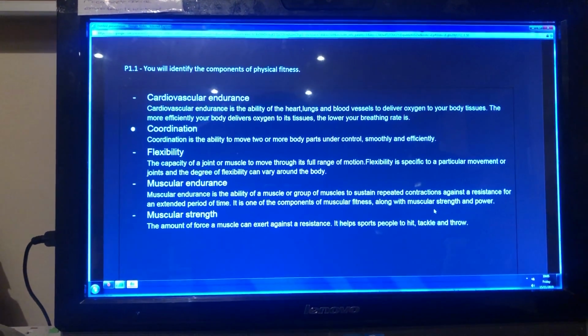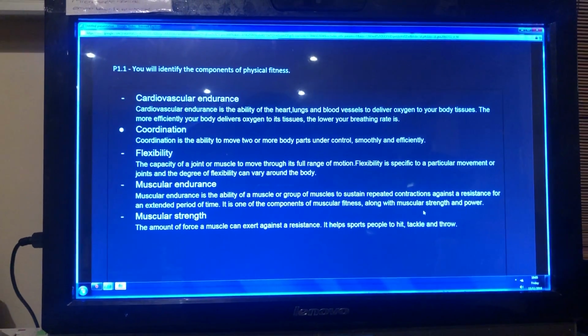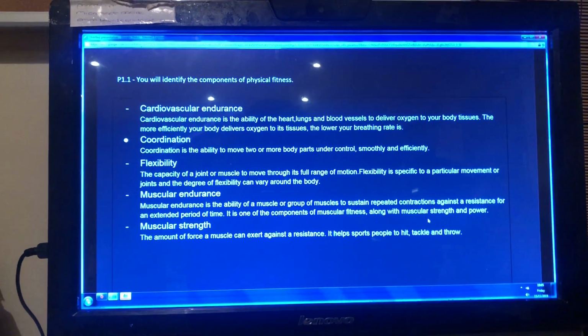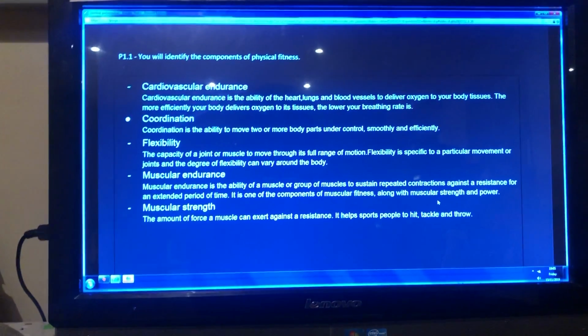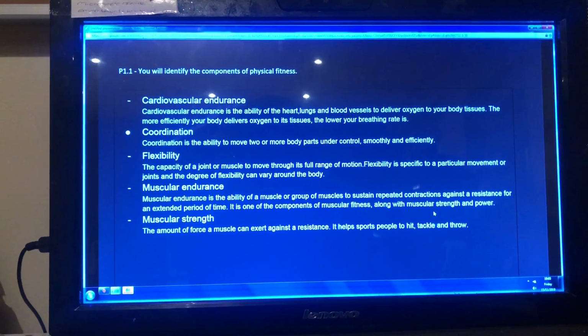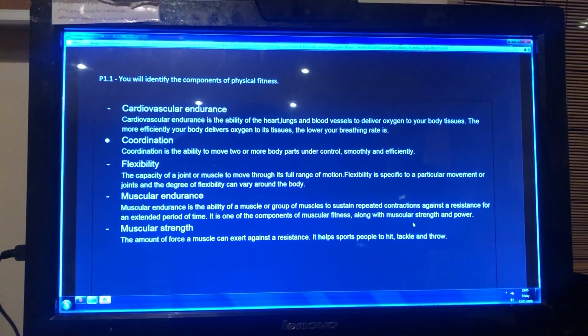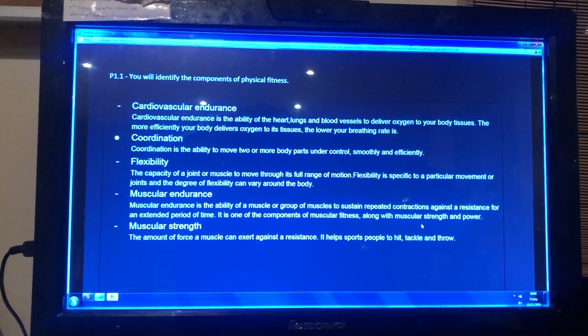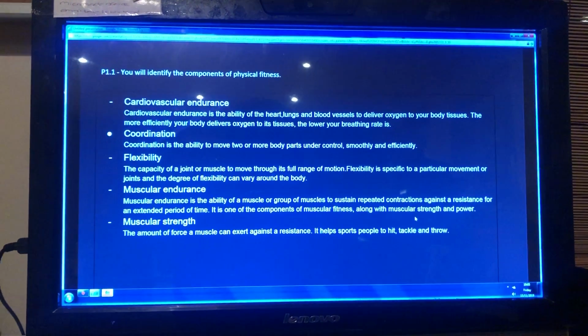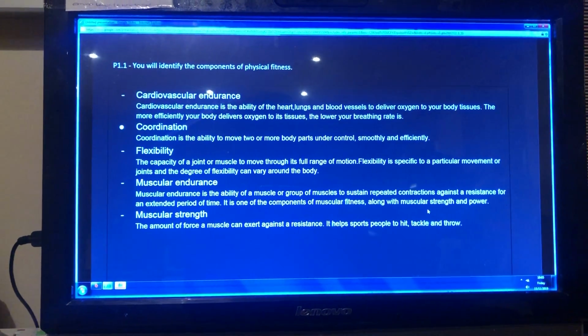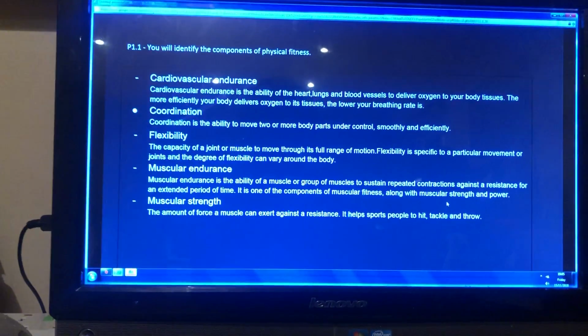Coordination is the ability to move two or more body parts under control smoothly and efficiently. Flexibility, the capacity of a joint or muscle to move through its full range of motion. Flexibility is specific to a particular movement or joints, and the degree of flexibility can vary around the body.